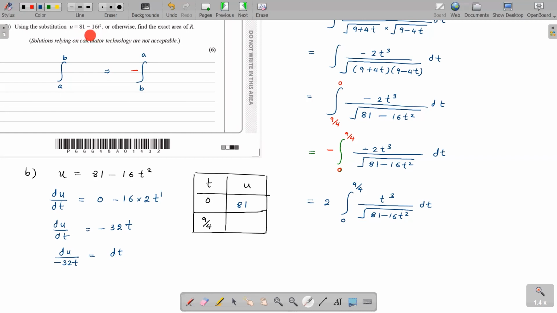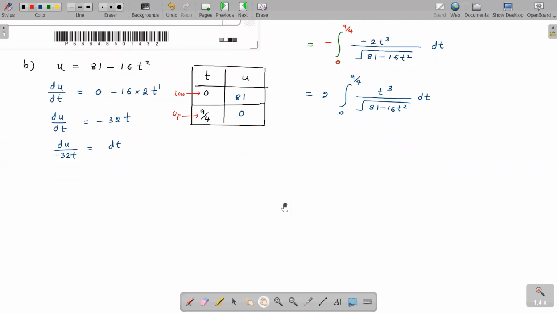Can you all type it in the calculator? 81 minus 16 into 9/4 square. 4 square is 16, which cancels, 9 square is 81. 81 minus 81 is 0. I gave the t limits in order from the lower limit to the upper limit. So 81 is the lower limit and 0 is the upper limit for u. Sorry, for t, 0 was the lower limit and 9/4 is the upper limit. That same order needs to go for u as well.